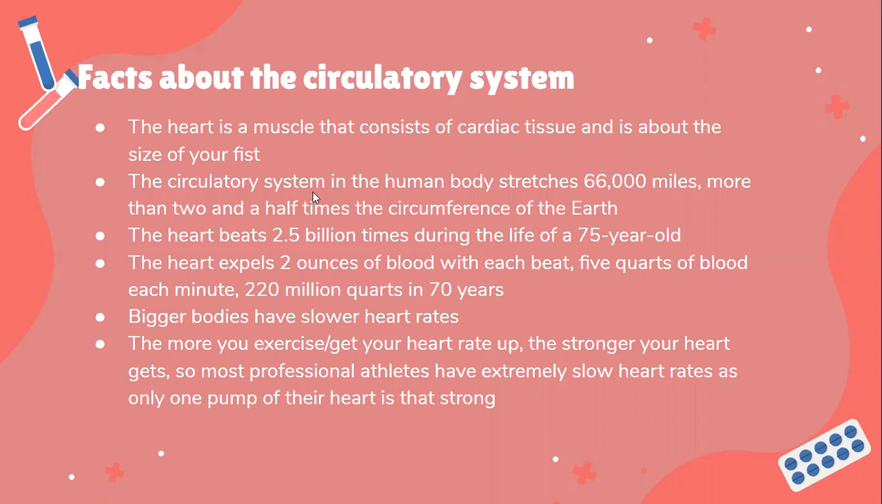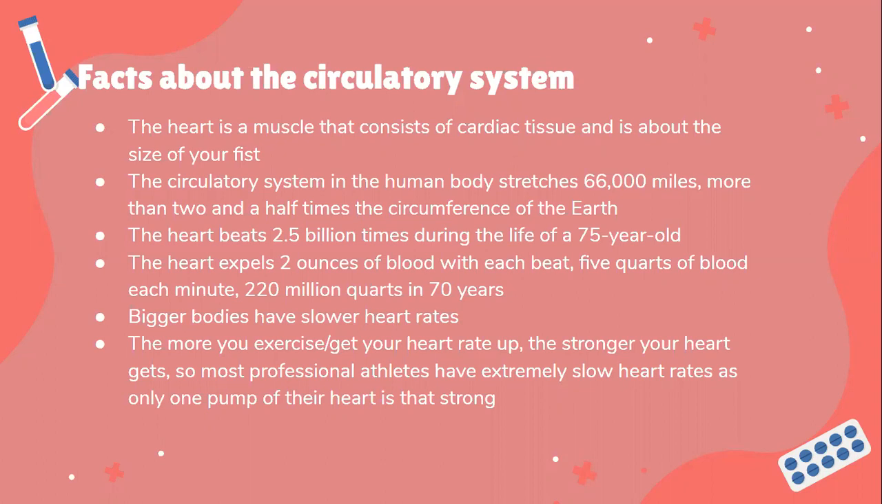The circulatory system in the human body stretches 66,000 miles, which is more than 2.5 times the circumference of the Earth, which just says how much there is in this system. And what I mean is that the circulatory system contains all the veins and arteries. So when you take all those veins and arteries and line them up in a straight line and measure, it'd be that long. So there's so many arteries, veins, capillaries, there's so many of those systems going on.